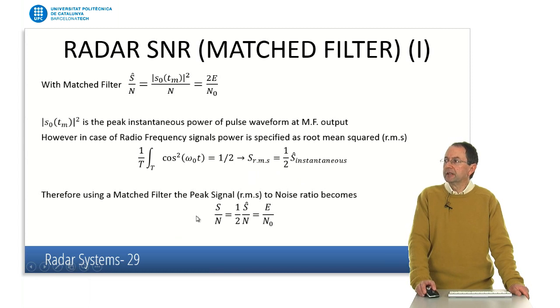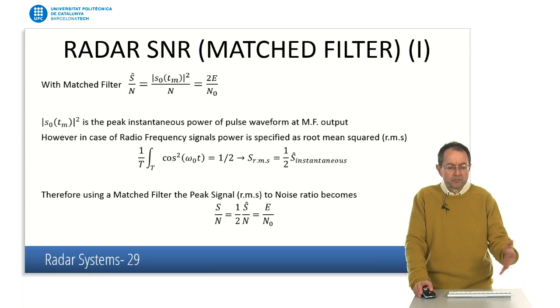If we now apply this consideration in our case, the signal-to-noise ratio after the matched filter is half of the instantaneous peak power value. It is just the energy of our echo divided by N0. And that's the expression we are going to use, because every subsystem is specified in radio frequency in terms of effective power. Almost never is it specified in terms of instantaneous power. So let's use RMS power for our definition.